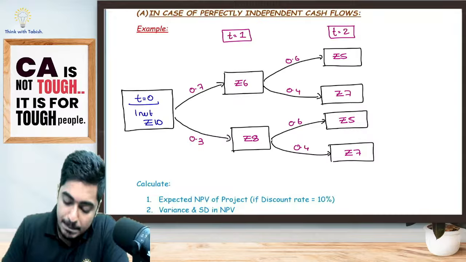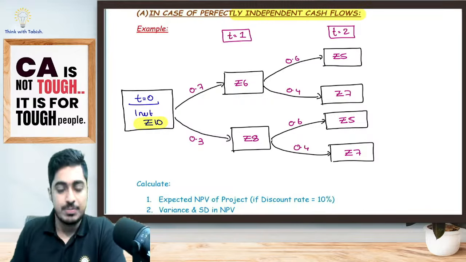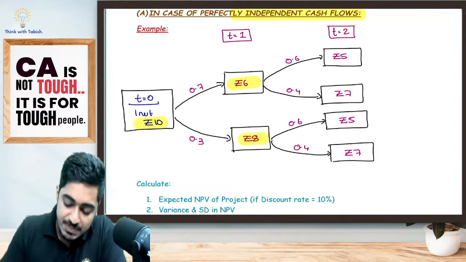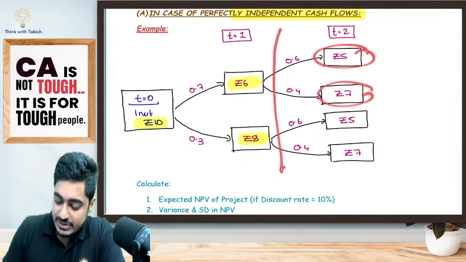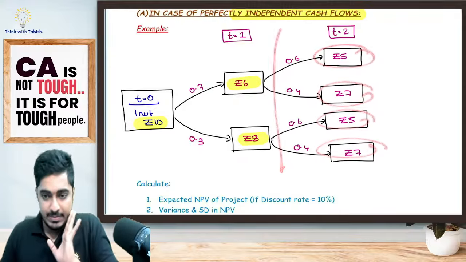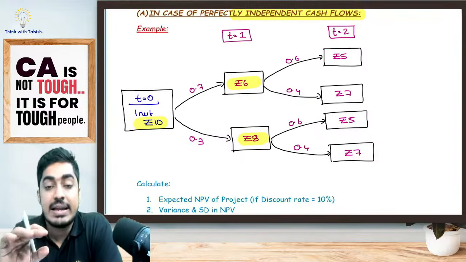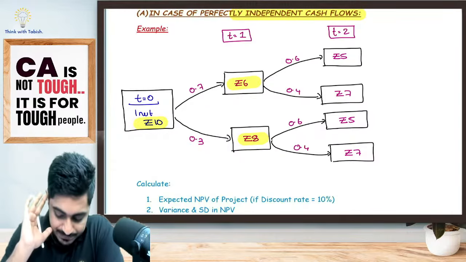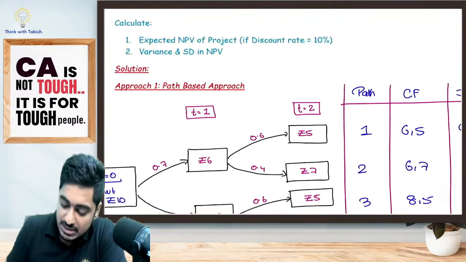Okay, perfectly independent cash flows. Year 1 I invested 10 rupees. 70% chance of getting 6 rupees or 30% chance of getting 8 rupees. Now, irrespective of whatever happened in year 1, year 2 I will be getting 5 rupees or 7 rupees. Perfectly independent. Okay, now these are the cash flows. I want to calculate how much NPV I will get, point number 1, and what is the risk in the project. Now, simple approach, first approach is logical, path-based approach.